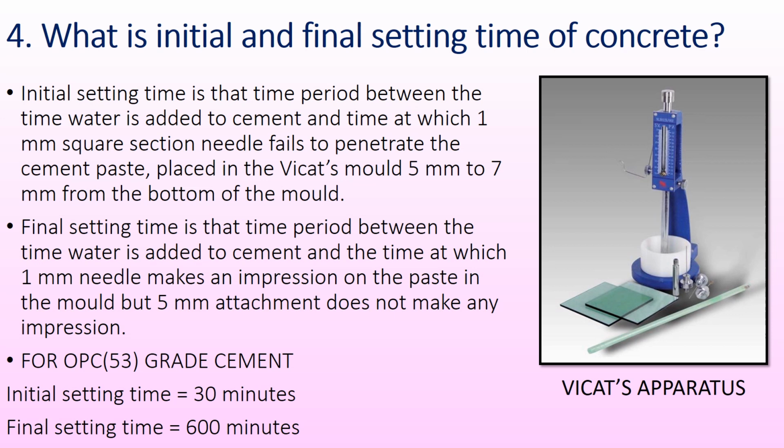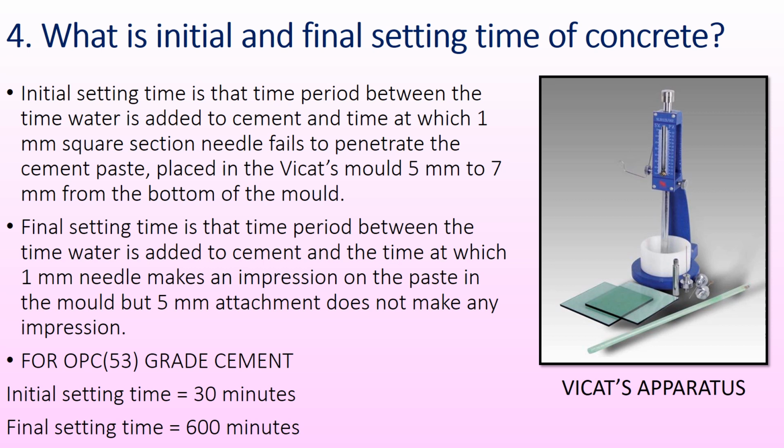The next question we discuss is, what are the initial and final setting times of concrete? Initial setting time is the time period between the time water is added to cement and the time at which a 1 mm square section needle fails to penetrate the cement paste, placed in the Vicat's mold, 5 mm to 7 mm from the bottom of the mold.